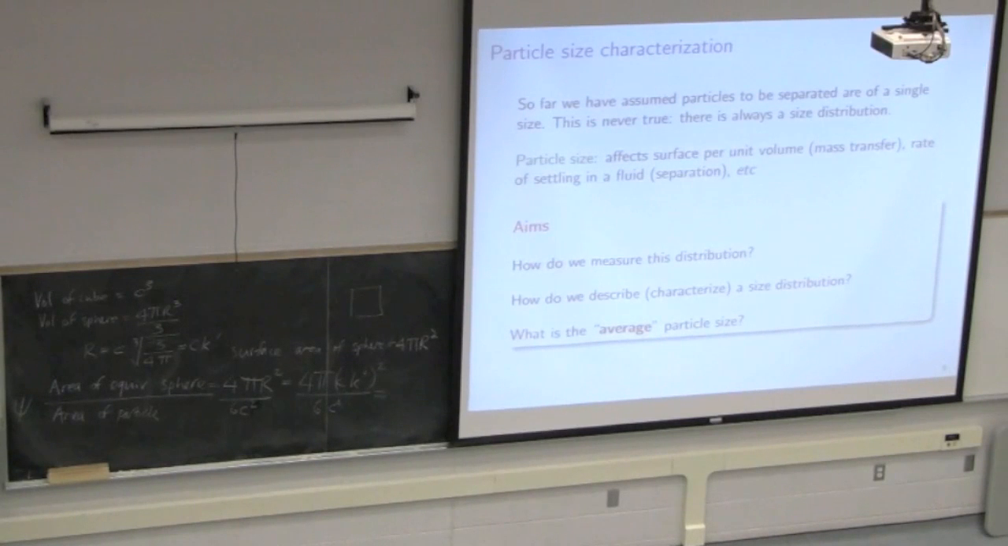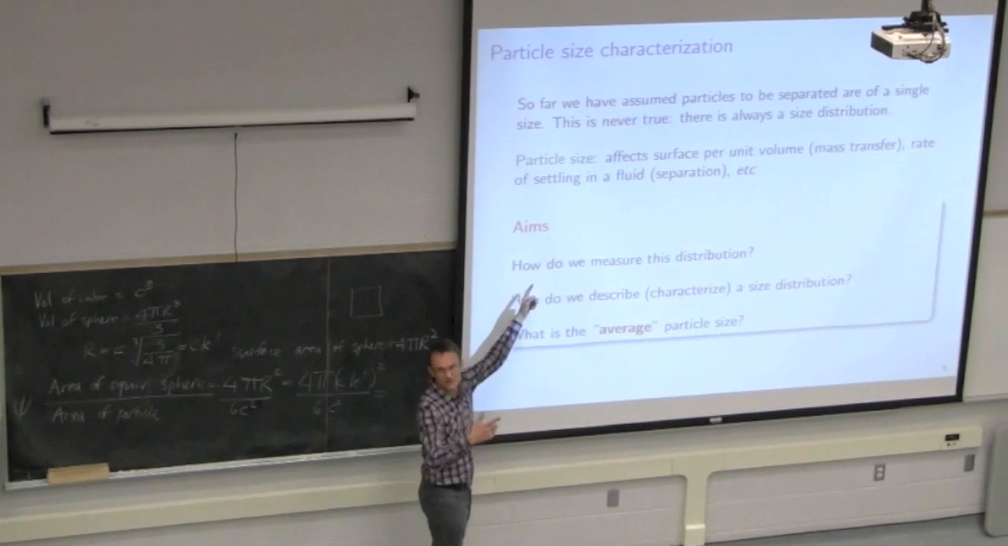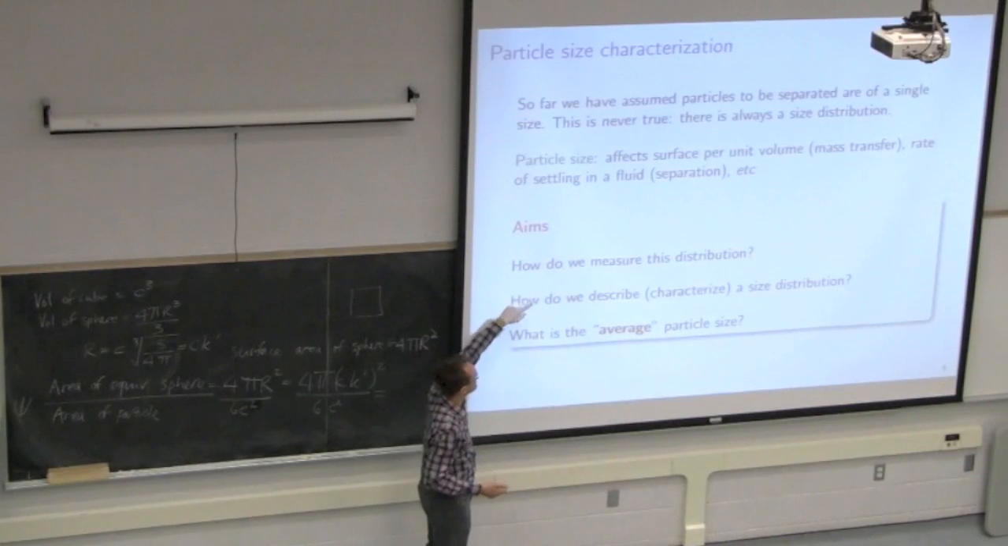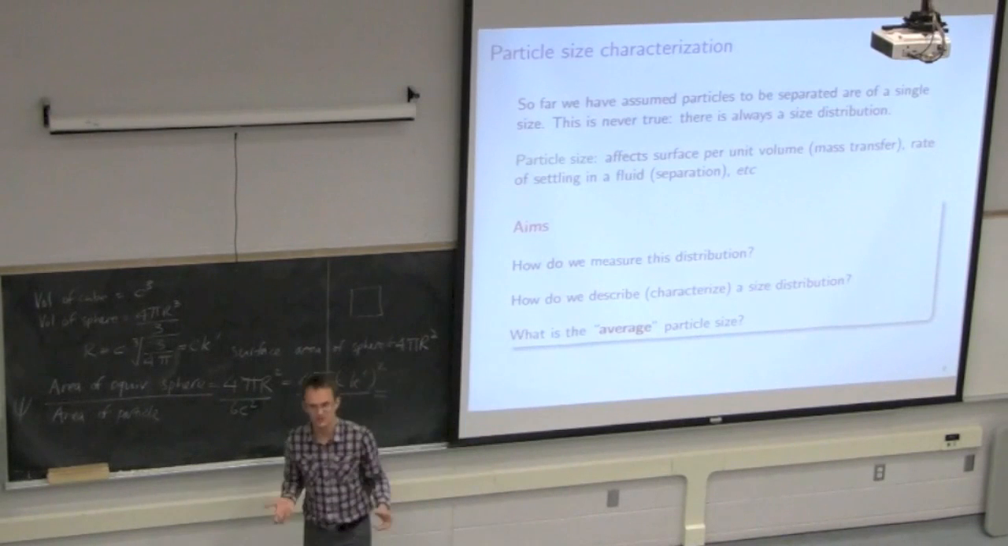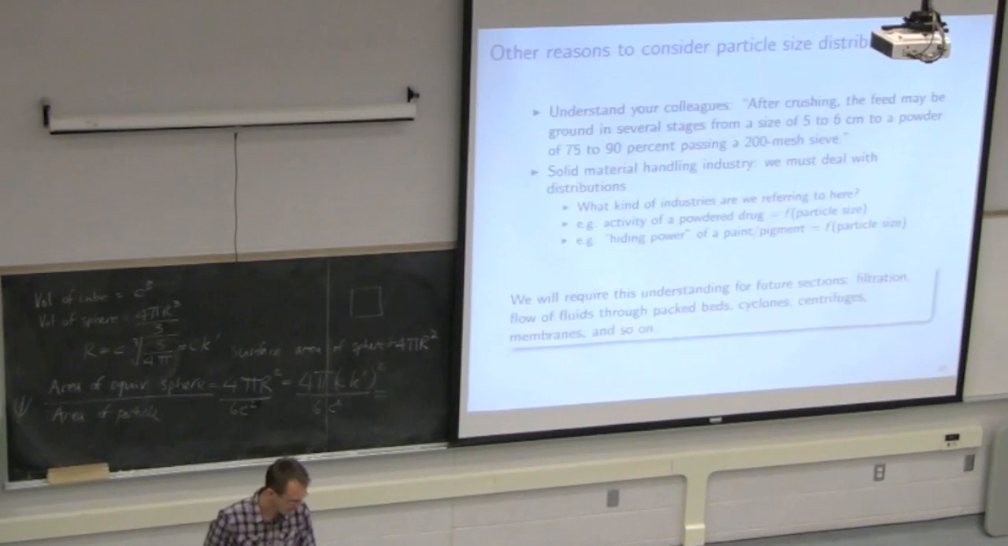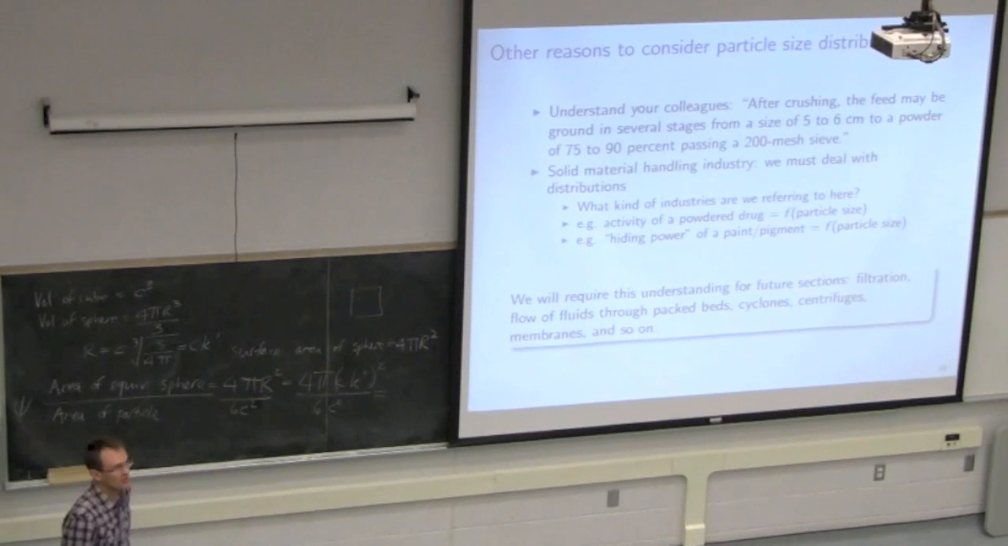But we have to recognize that the feed coming into those centrifuges, sedimentation vessels and other separators is not of a single diameter. There's a whole distribution of diameters, and that's what we're going to quantify next. How do we measure that distribution? Those screens that are being passed around are one way of doing that. Then how do we talk about that distribution once we've measured it? And what is an average particle size? What is a suitable average to work with? The reason this is important is that when you start working, you may come to the following context.